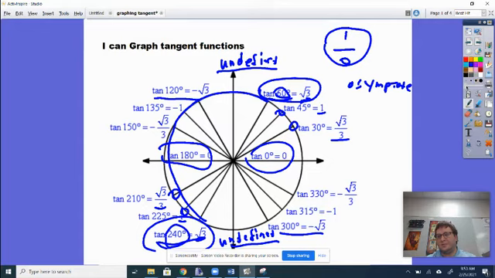Sorry, let me just fix my pointer here so it's the right size. It's not so huge. It's the same size. Rather be a little too small.